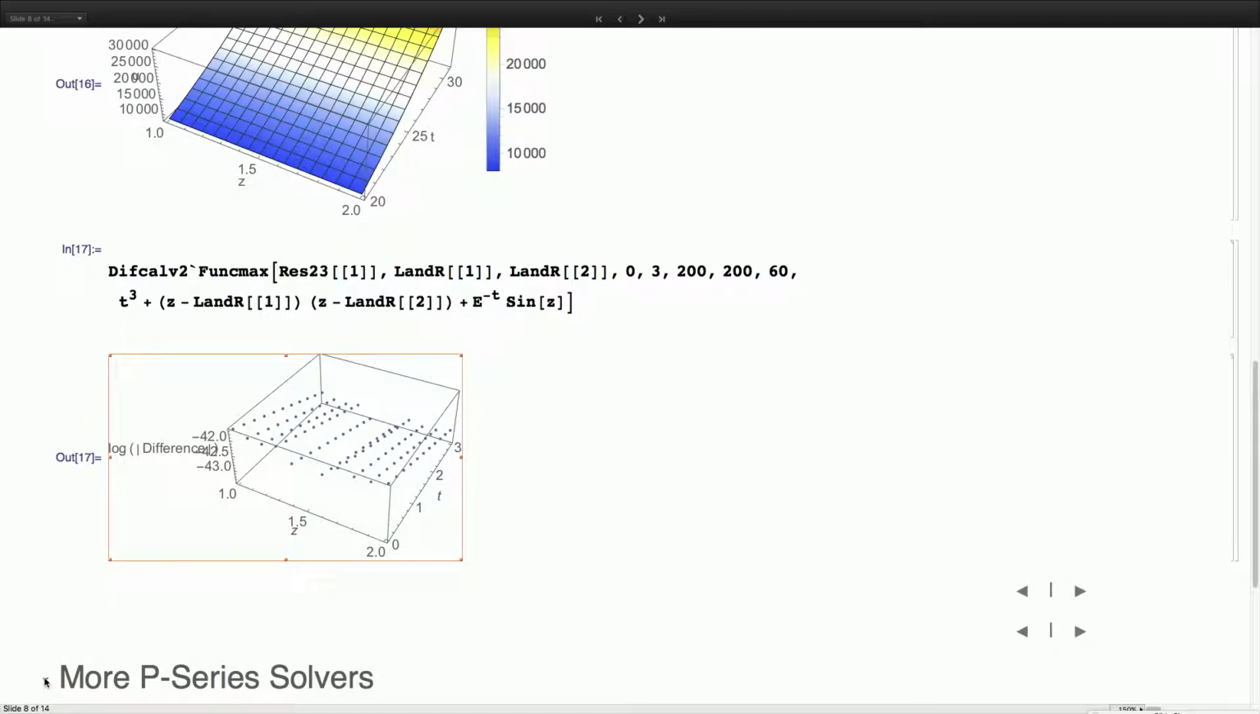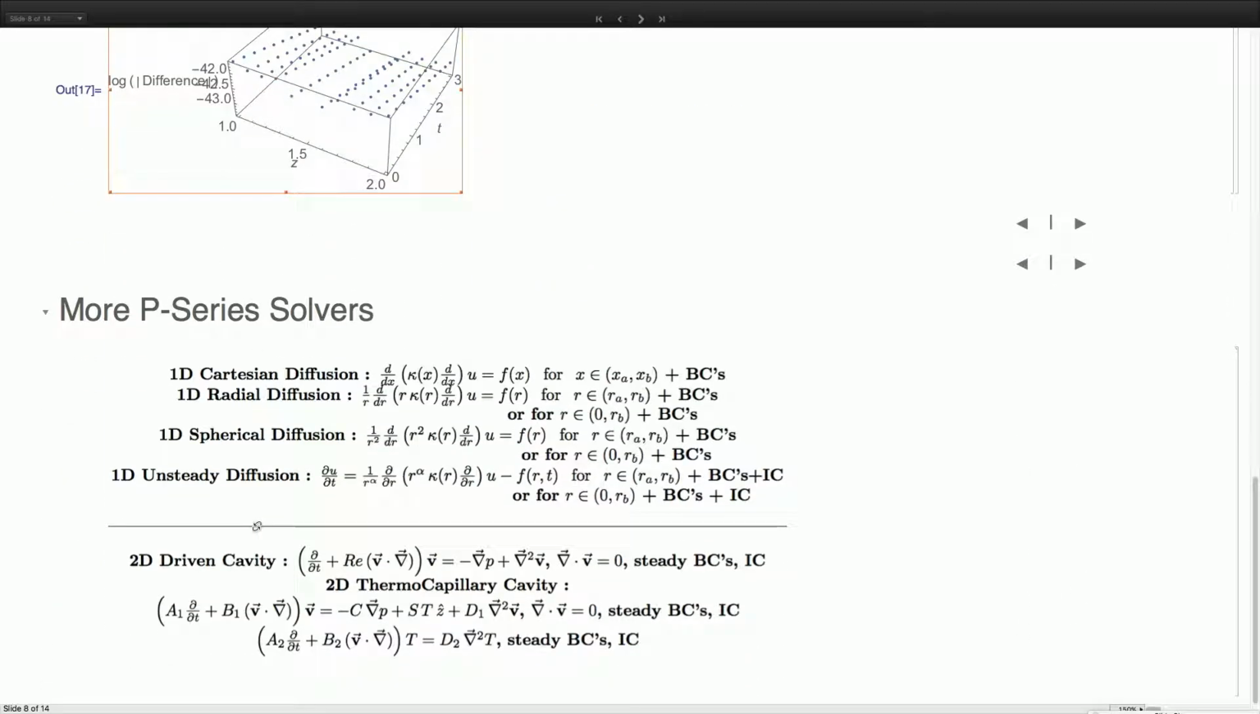In this P-series toolboxes, we have this diffusion with different coordinate systems, unsteady, again, different coordinate systems, Dirichlet cavity, 2D and 3D, 2D Dirichlet cavity and 2D thermocouple cavity right now.